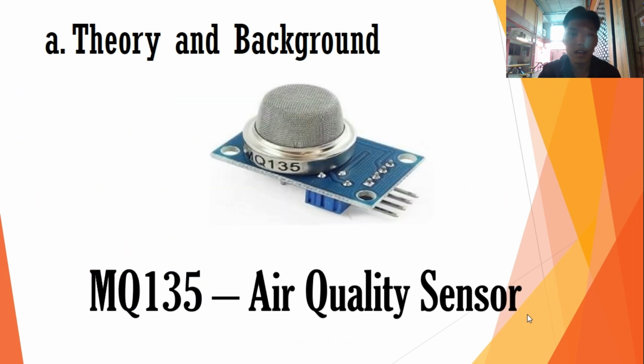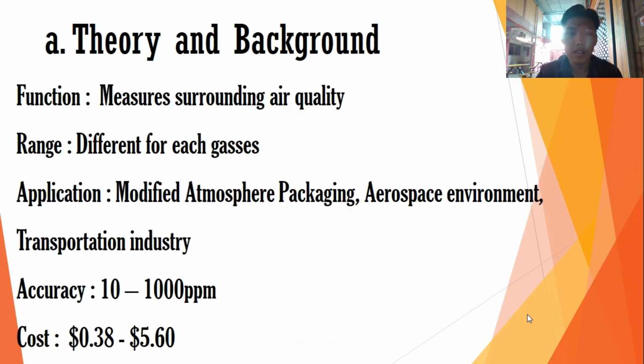Now here are the theory and background. The research that I've done for which sensors that I've used in this project. So firstly is the MQ135, which is the air quality sensor. Now the main function of the MQ135 is to measure surrounding air quality. Its range is different for each gases that it detects. So there is no set value.